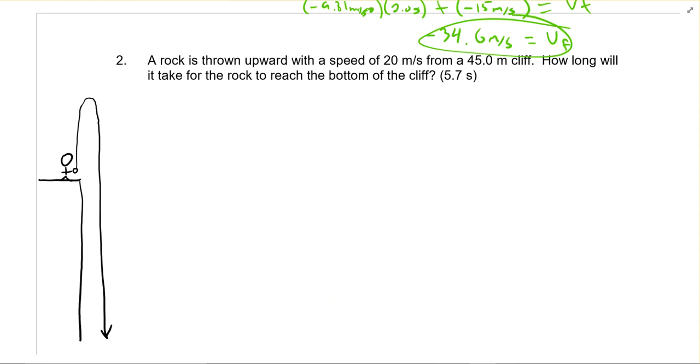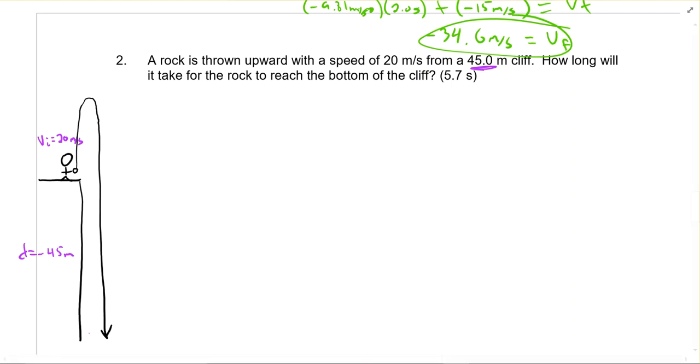Okay, so I'm going to kind of draw what I know here. We know that VI is going to be 20 meters per second, and it's going up, right? So positive 20 meters per second. And our cliff, so D is equal to, now this is a place everyone makes a mistake, it's going to be negative 45 meters, because it's down from us. What we're interested in is: how long will it take for the rock to reach the bottom of the cliff?